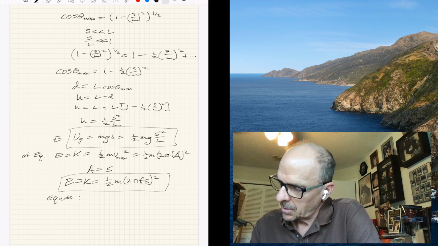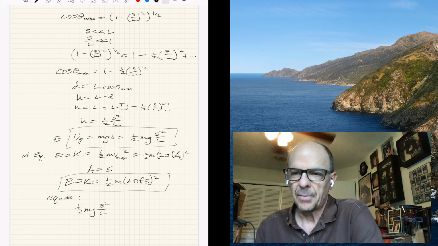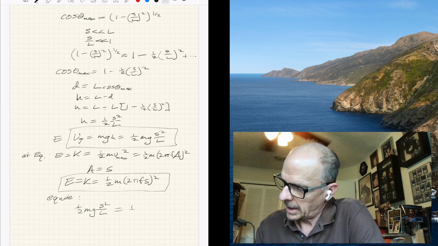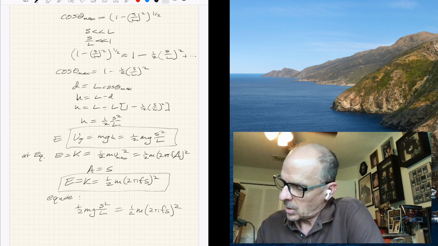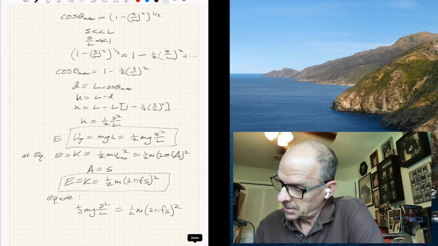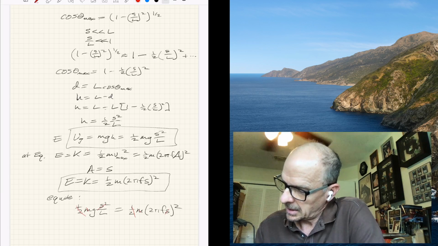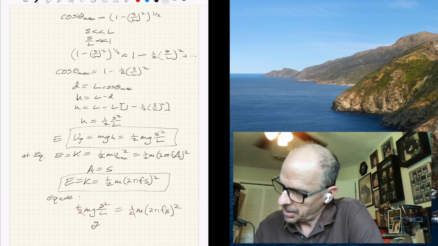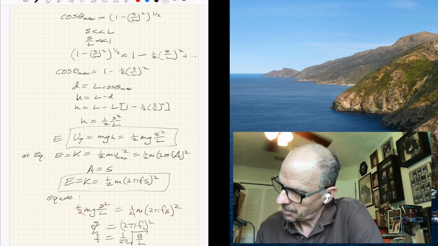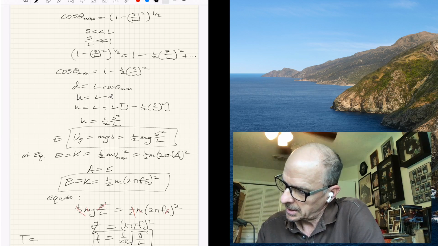And we get 1/2 m g S squared over L. That's the energy at maximum amplitude, equals 1/2 m times (2 pi f S) squared. That's the energy at the equilibrium position. The 1/2 m's cancel. The S squareds cancel. And that gives me g over L equals (2 pi f) squared, or f equals 1 over 2 pi times the square root of g over L. Or the period T equals 2 pi times the square root of L over g.